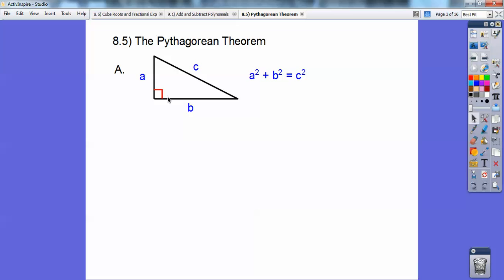Okay, so you'll see some lengths and they'll say, is it a right triangle? And you just got to take the smaller two sides and square them and see if it equals the third guy squared. The hypotenuse is always the biggest side. So find the missing length.